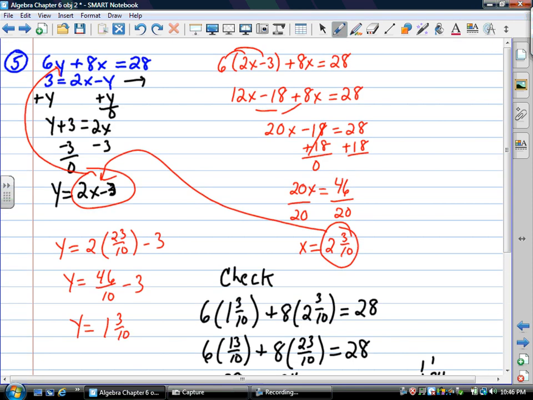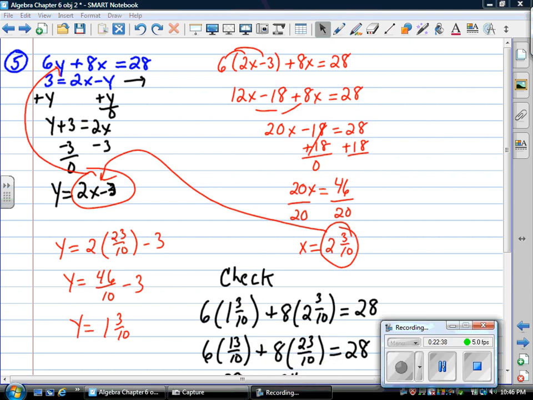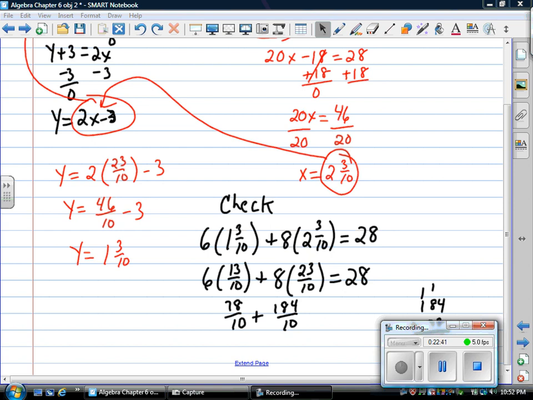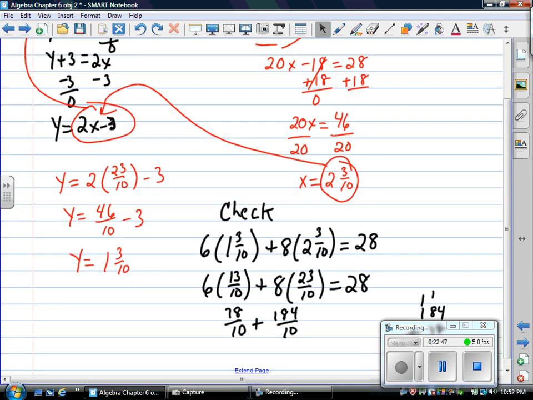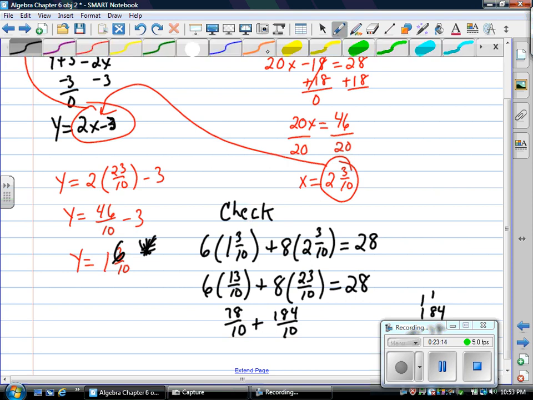Alright, let's see if we can find a mistake. Let me pause the recording and see if I could find it. Alright guys, after a little studying I found our mistake, but that's why we check our work. The mistake is right here. 46 over 10 would reduce not to 1 and 3/10, but to 1 and 6/10. So that's where our mistake would be. So if that's 1 and 6/10, let's correct our check.